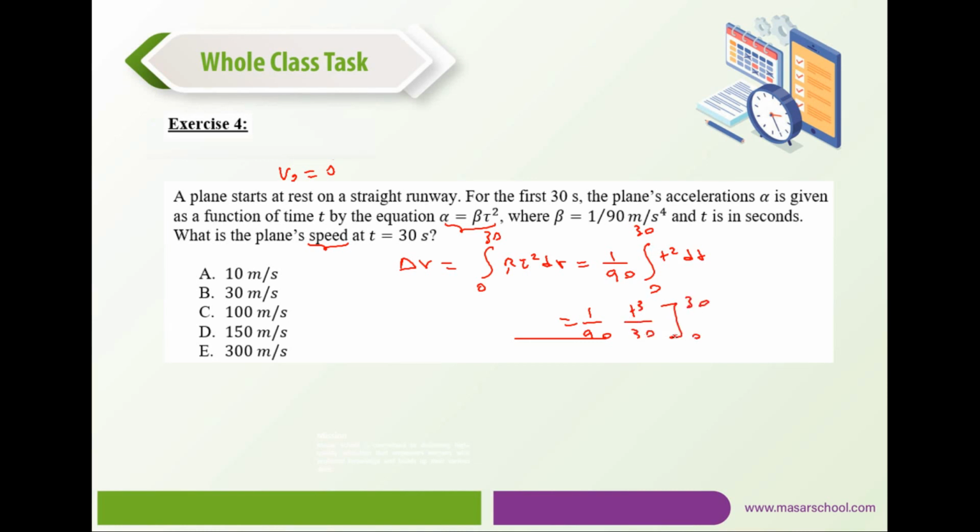We can ignore the 0 because replacing t by 0 gives 0, then that would be 1 over 90 times 30 to the power of 3 divided by 3, and that would be 100 meters per second. But remember, this is delta v, so v final minus v initial is 100 meters per second, and knowing that the initial speed is 0, in this case the final speed is 100 meters per second, and the correct answer is C.